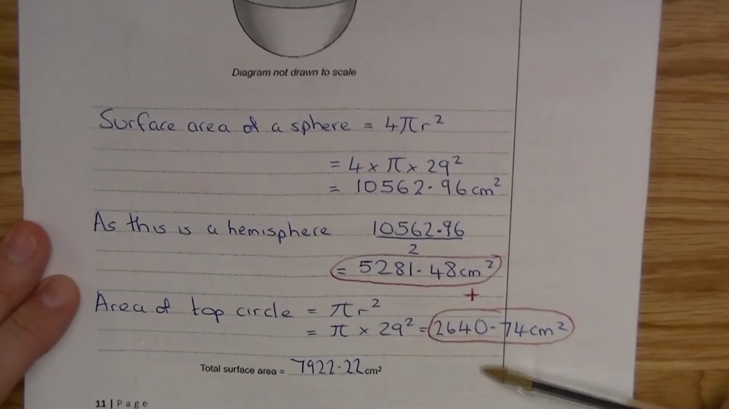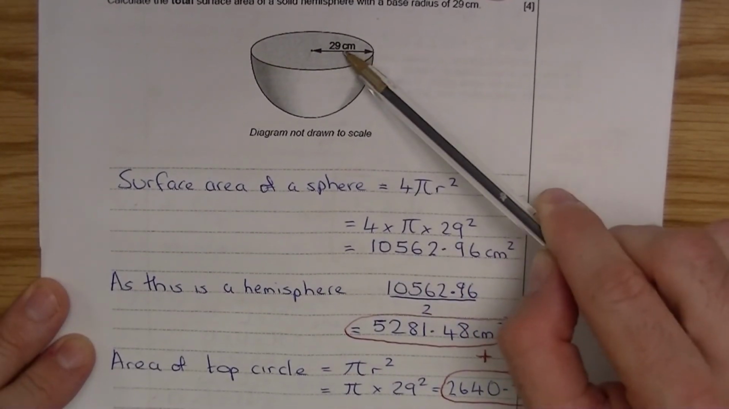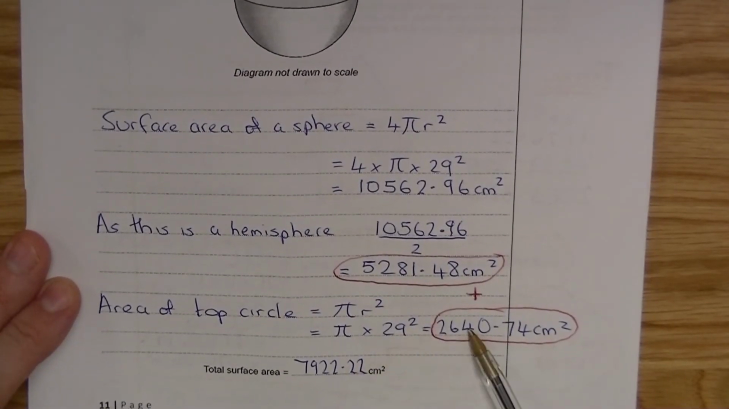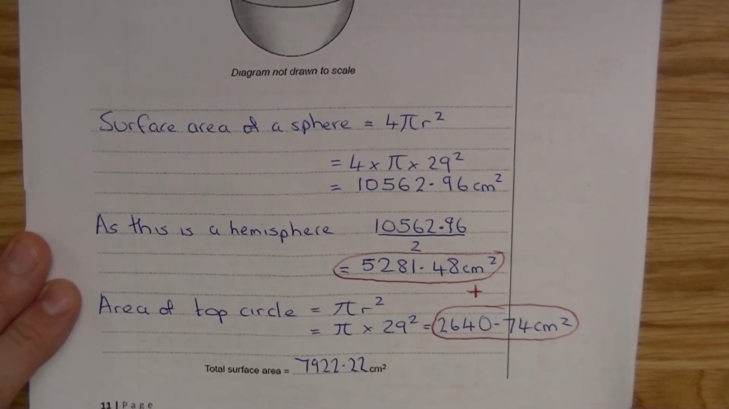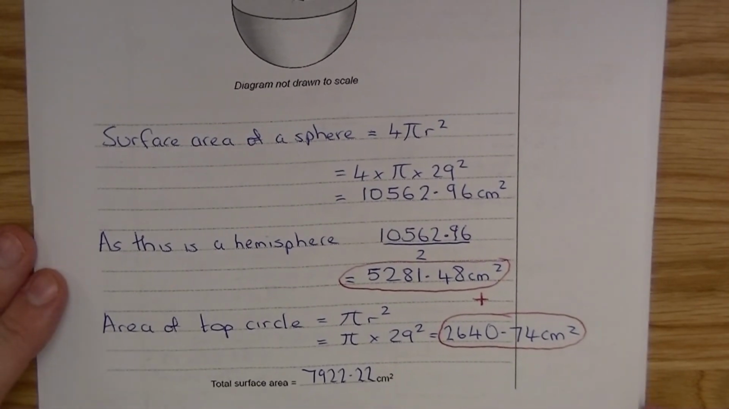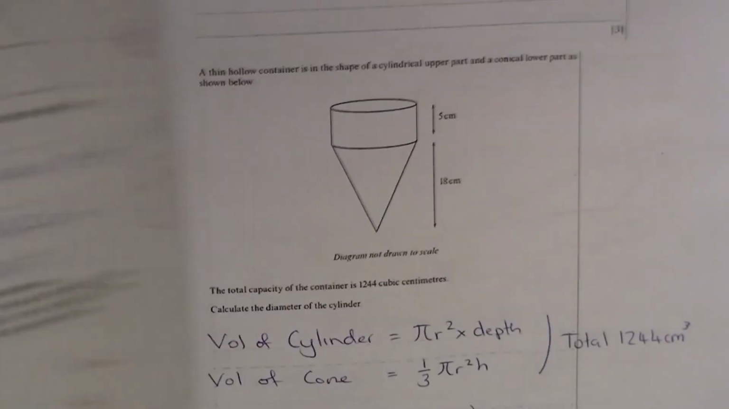Then I've separately considered the top circle. The area of that circle there is pi r squared. Using the same radius of 29, pi times 29 squared is that. Add the two together, total surface area, 7922.22 to 2 decimal places. I don't know why, I normally do 1, but there we go. 1 or 2 decimal places for finding decimal.